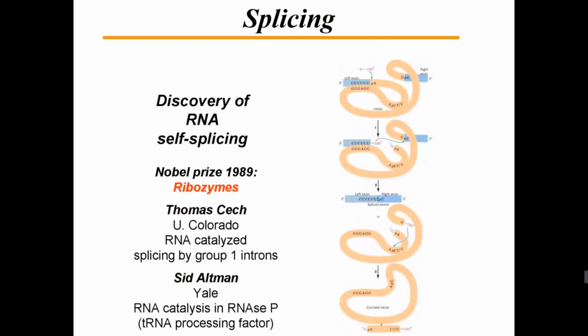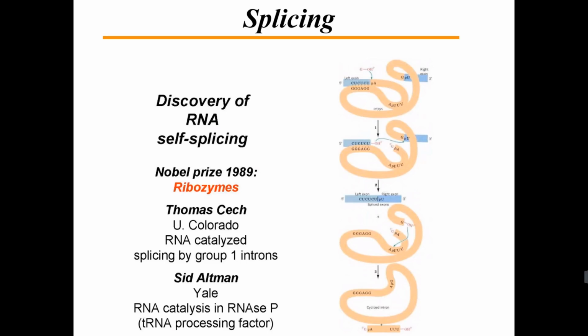All right, so let's just go back in history and actually look at some of the experimental data that led to the discovery of these self-splicing introns. Most of this work was carried out by Thomas Cech, from the University of Colorado, who characterized the group 1 introns, and also by Sid Altman, from Yale, who characterized the RNA activity in RNase P, which, as we've already noted, is a tRNA processing factor.